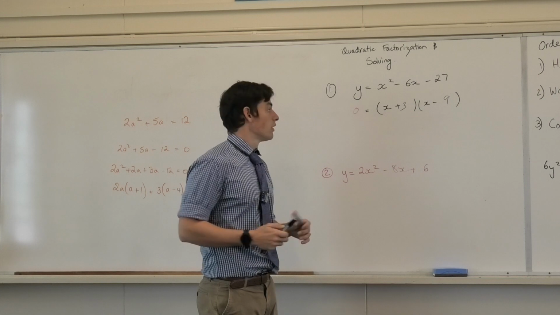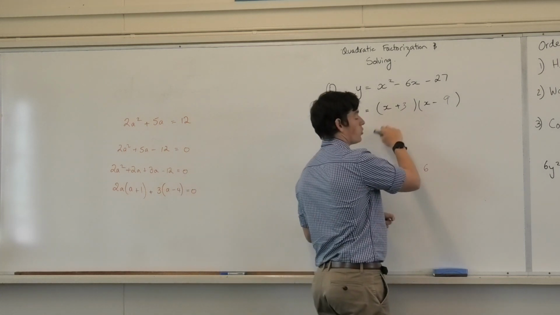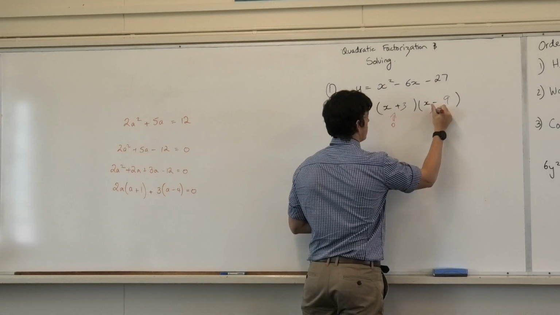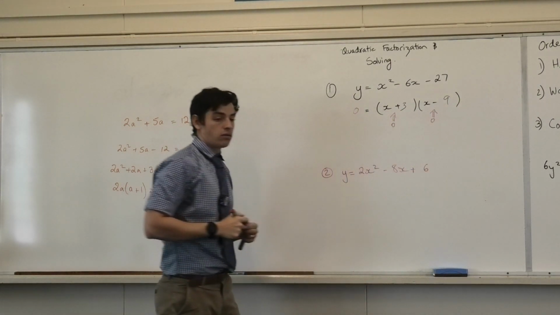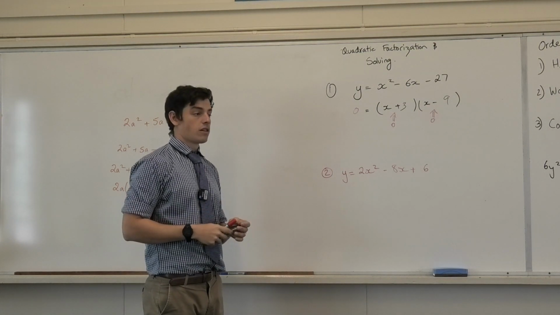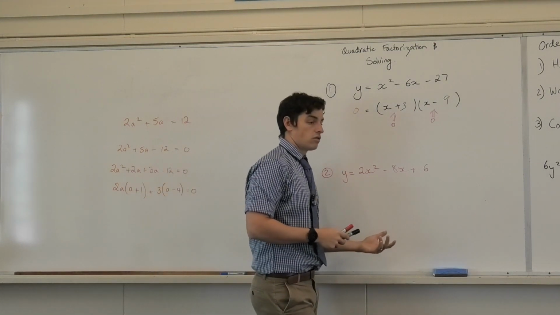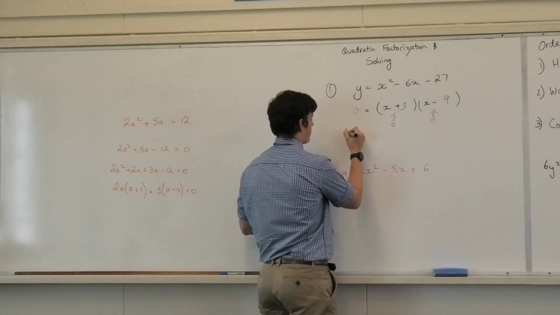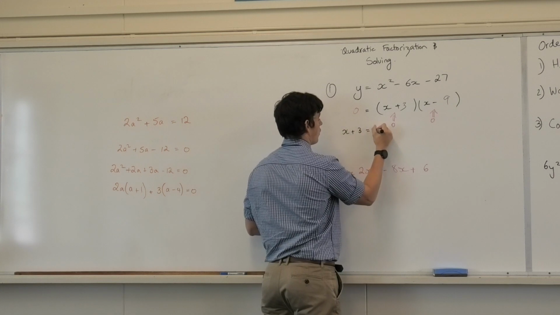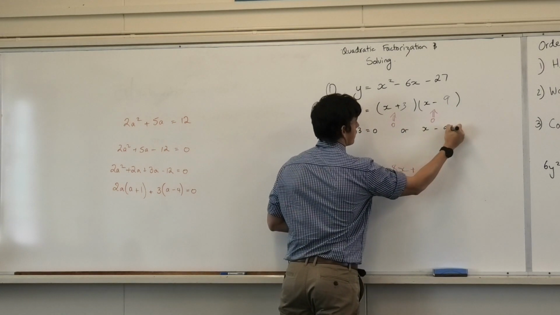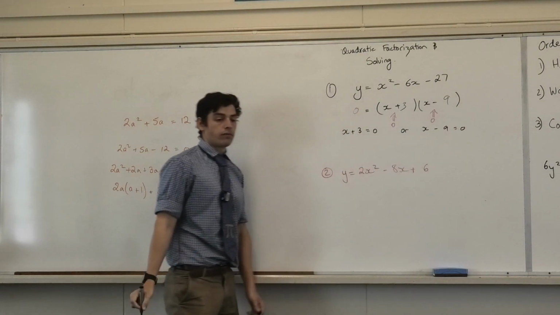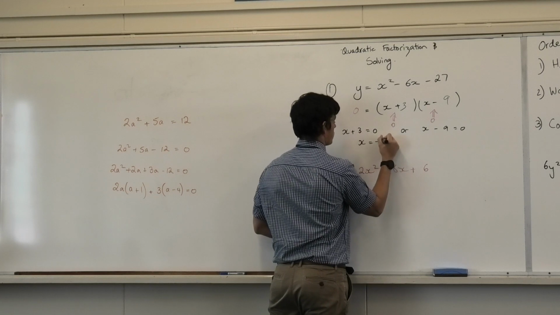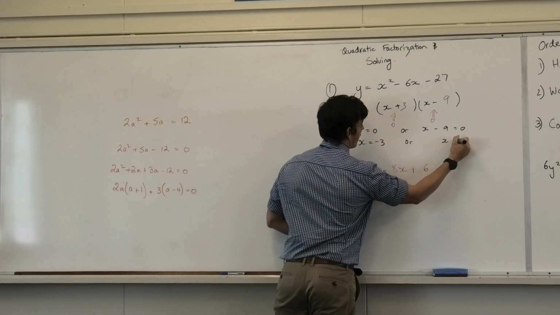Clear? Now there's two ways this will equal 0. Either this equals 0 or this equals 0. The null factor law: 0 times anything is 0, correct? So I know now that x plus 3 equals 0 or x minus 9 equals 0. I'll rearrange that to get x by itself. X equals minus 3 or x equals 9.